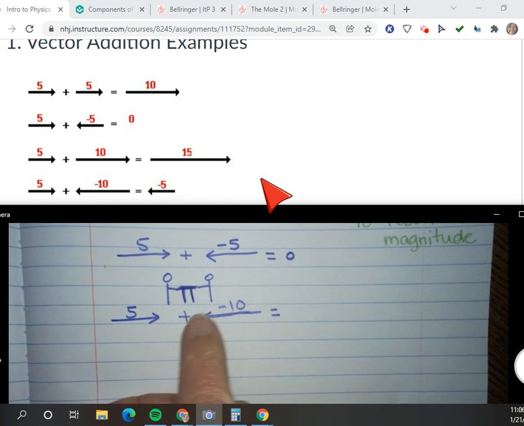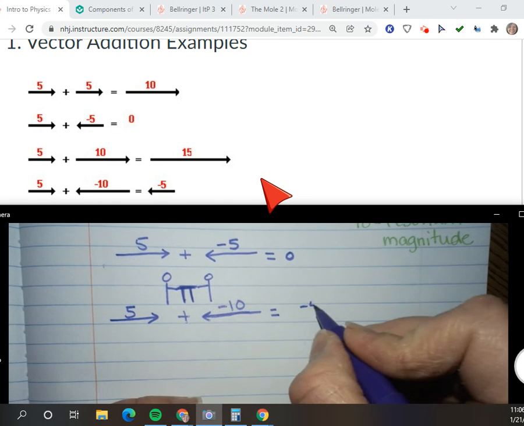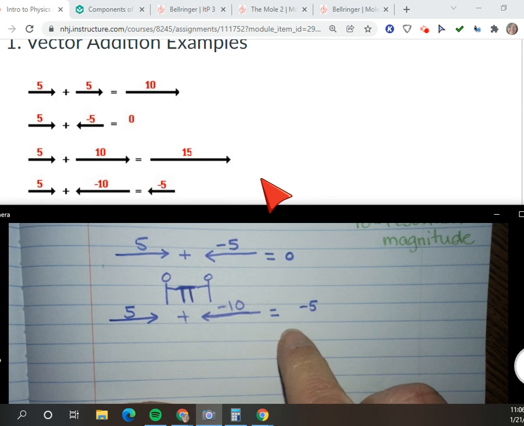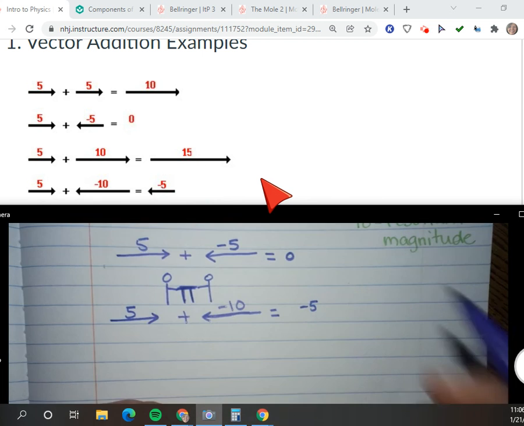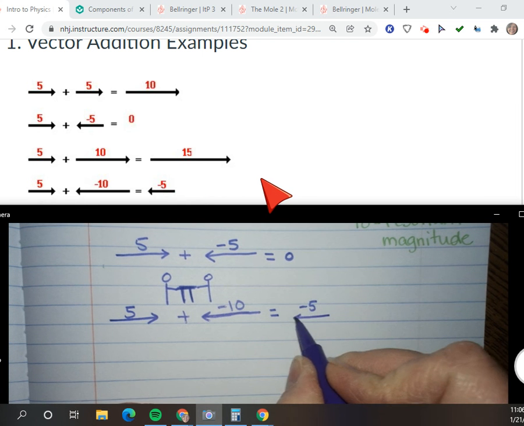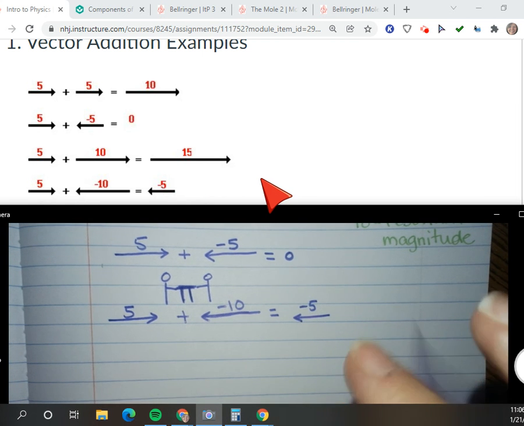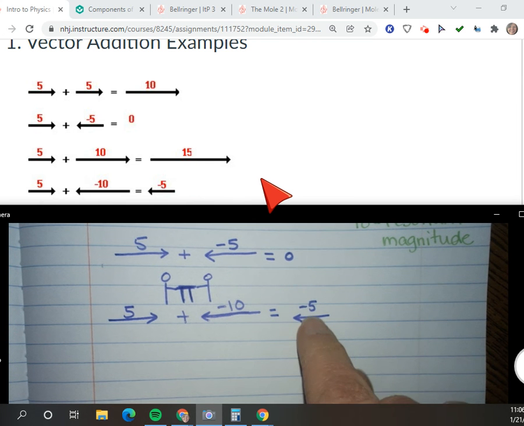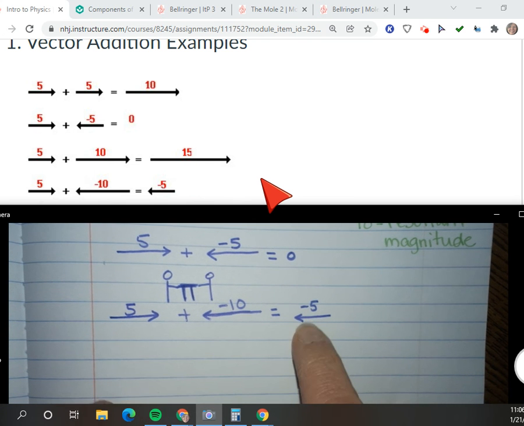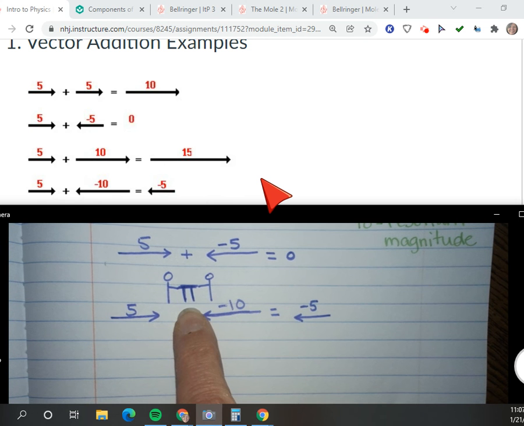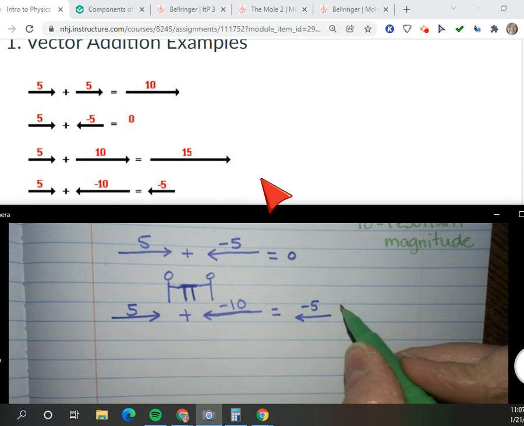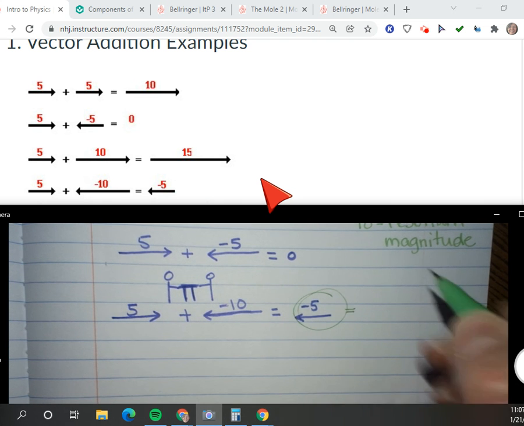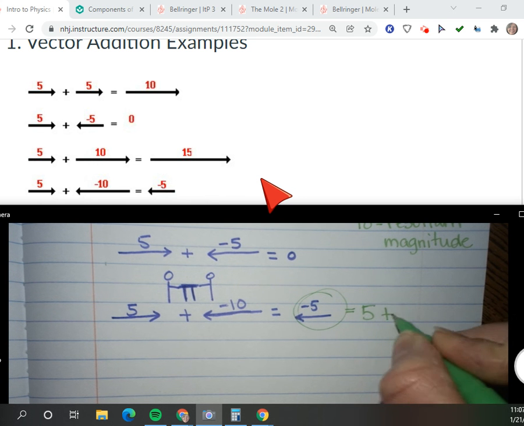What is our answer? 5 plus negative 10 is negative 5, right? Super easy peasy. Which way does our arrow go? Look at our example. Yeah, it goes to the left. So when we look at this kind of problem, what is it really telling us? Which way is the desk going to move? To the left, right? So the resultant for this is going to be 5 to the left.